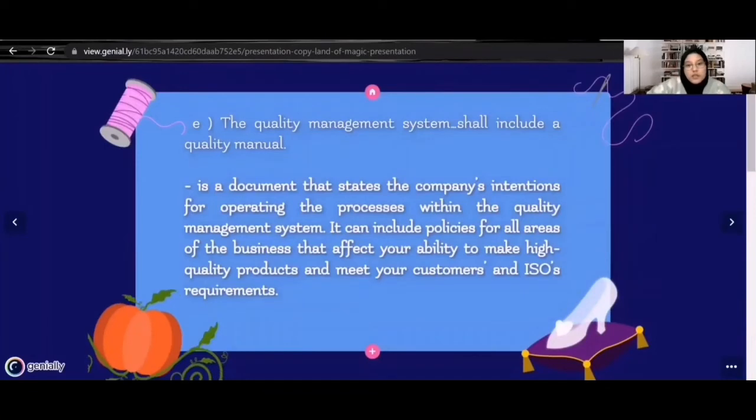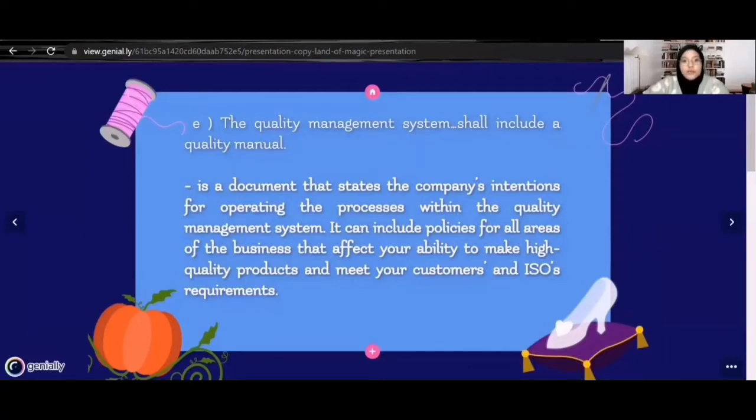The quality management system shall include a quality manual. A quality manual is a document that states the company's intentions for operating the process within the quality management system. It can include policies for all areas of the business that affect your ability to make high quality products and meet your customers' and ISO's requirements. These policies define how your department managers will implement procedures within the boundaries specified in the quality manual.